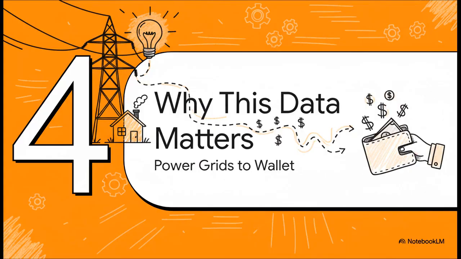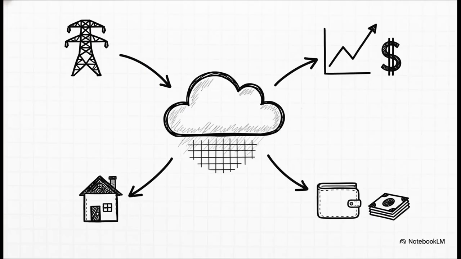Okay, so we found the story, which is cool, but why does it actually matter? That's what Section 4 is all about, connecting this data from power grids all the way to your own wallet. Well, it turns out this data has huge real-world consequences. You've got energy companies using these exact HDD forecasts to predict demand so they can prevent blackouts. Commodity traders are watching this stuff to bet on natural gas prices. And for millions of people, these numbers translate directly into higher or lower heating bills.